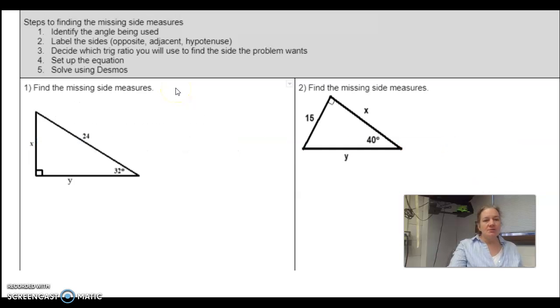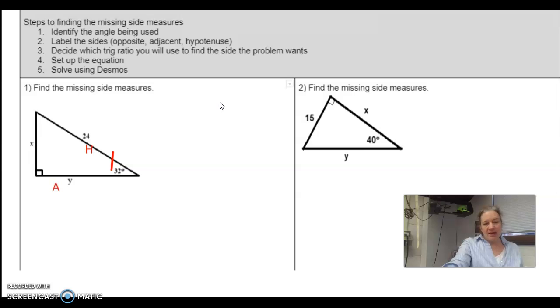Okay. So now we're looking at our practice problems. What you need to do is figure out the angle that you're using and then label your sides. So our angle is this right here, 32 degrees. So I'm going to mark that. I know that side's my hypotenuse. Doesn't matter which angle I'm looking at. Hypotenuse is always opposite the right angle every single time. So I label that H.